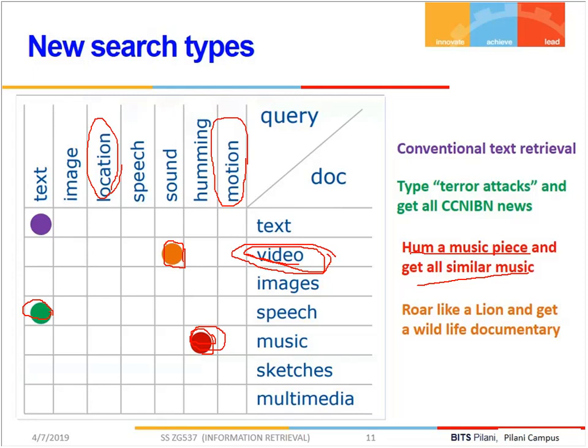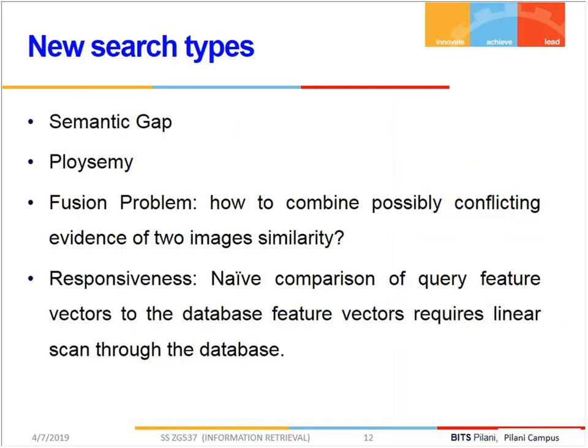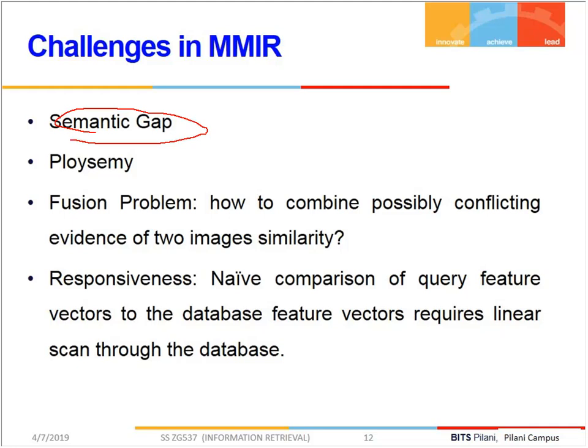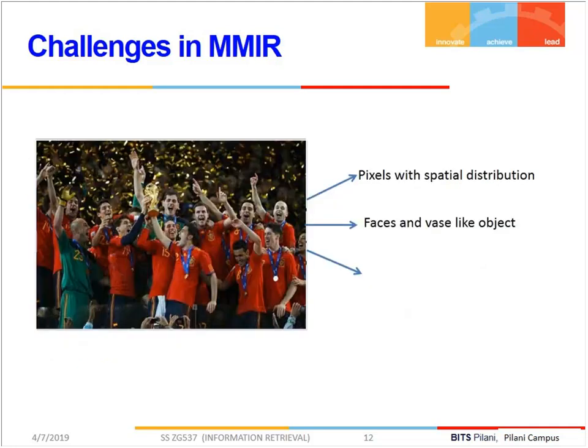Actually, all these things have not been covered till now, but these could be future options for multimedia information retrieval. Okay. So there are two challenges here in multimedia information retrieval. One is semantic gap and the other is polysemy. So let us study them one by one.